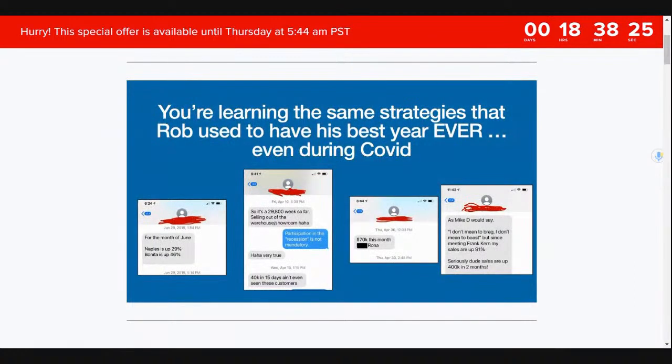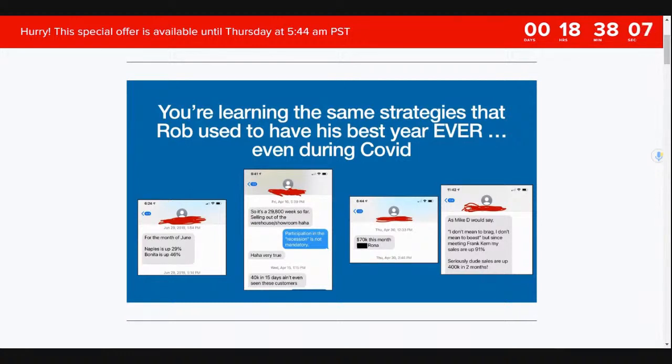Same strategies that Rob in Florida used to have his best year ever selling furniture during COVID. Are you kidding me? And look, Rob started with me in 2019. It was working in 2019. And then April 30th of 2020, you can see that third little screenshot there.